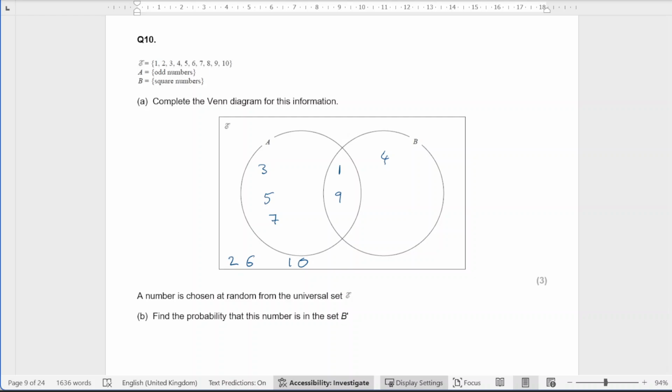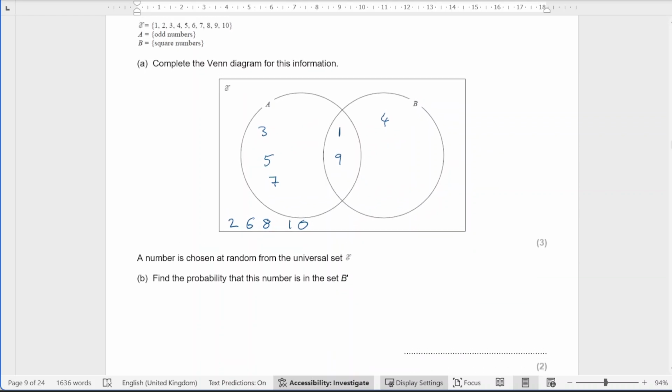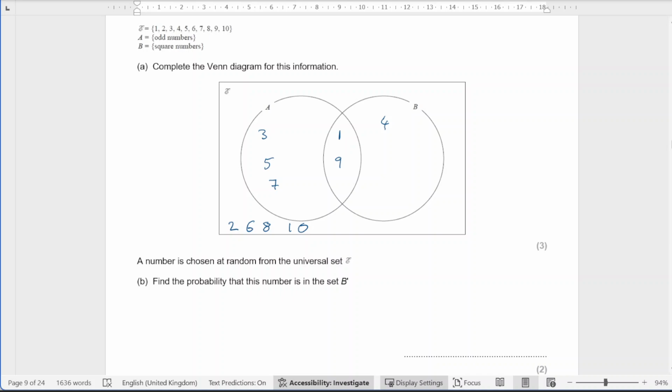What I should have done there was 8. I think I've probably said 8 and started thinking in my head 9. Okay, and then the next one, a number is chosen at random from the universal set. Find the probability that the number is not in set B.